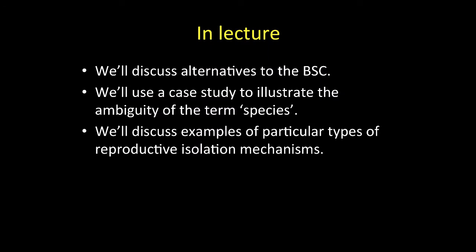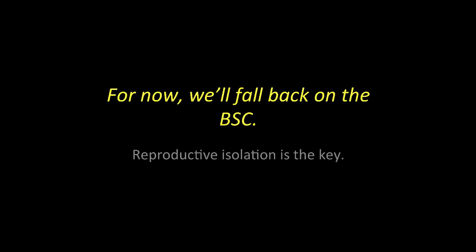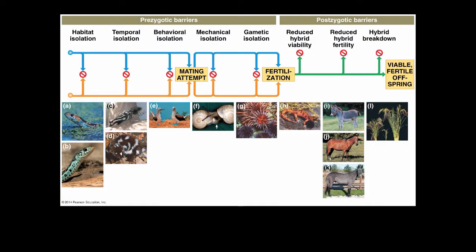So we're going to spend some time talking about this in lecture. We'll discuss alternatives to the biological species concept. And we'll do this in a case study format, a very famous case actually, to illustrate the ambiguity of this term. We will also, and I'll introduce it here a little bit, discuss examples of particular types of reproductive isolation mechanisms. So we're going to fall back on the biological species concept, which requires reproductive isolation. And so we're going to need to talk about how reproductive isolation evolves. Anything that prevents mating or prevents fertilization will be a reproductive isolation mechanism.